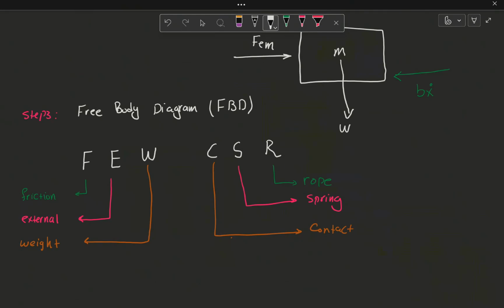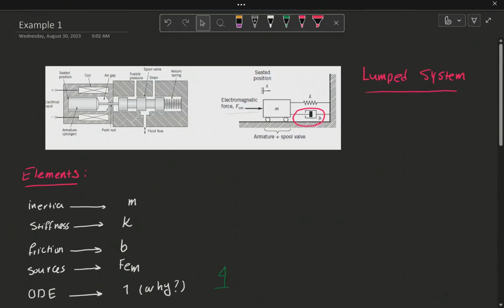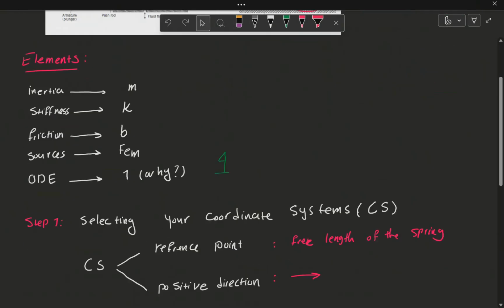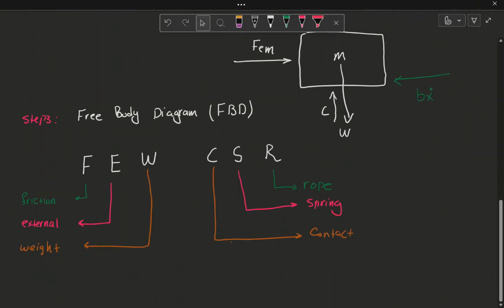The next one is the contact force. I have a normal reaction from the surface, and that's my contact force. If you look at the wheels here, you see that I have normal reaction from the surface. Those are my contact forces, and I just consider the lumped effect of that as C.